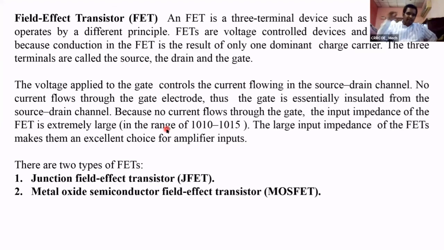Now we see what a FET is. Field effect transistor: here the transistor is controlled by voltage, that is the electric field, the potential difference. That is the difference between BJT and FET. FET is a voltage control device, and it is unipolar. BJT is bipolar, meaning the current is due to both holes and electrons. But here the flow of current is because of only one, either holes or electrons. That's why it is called unipolar.